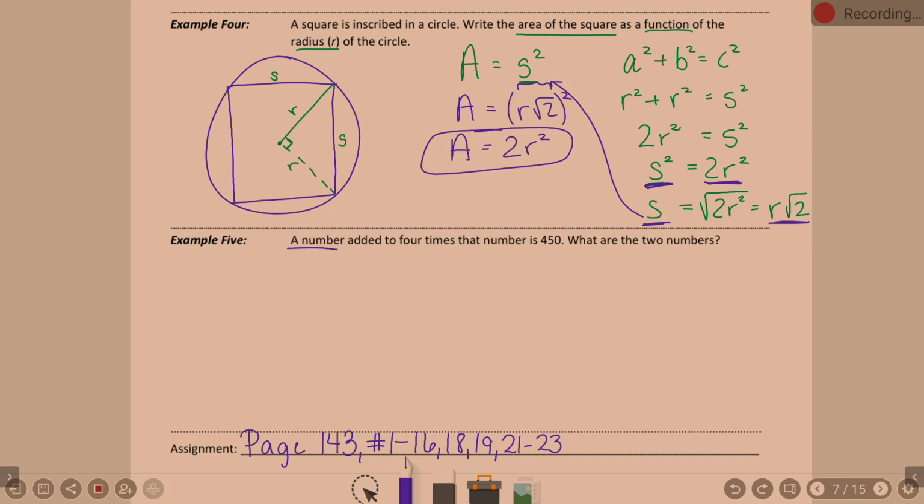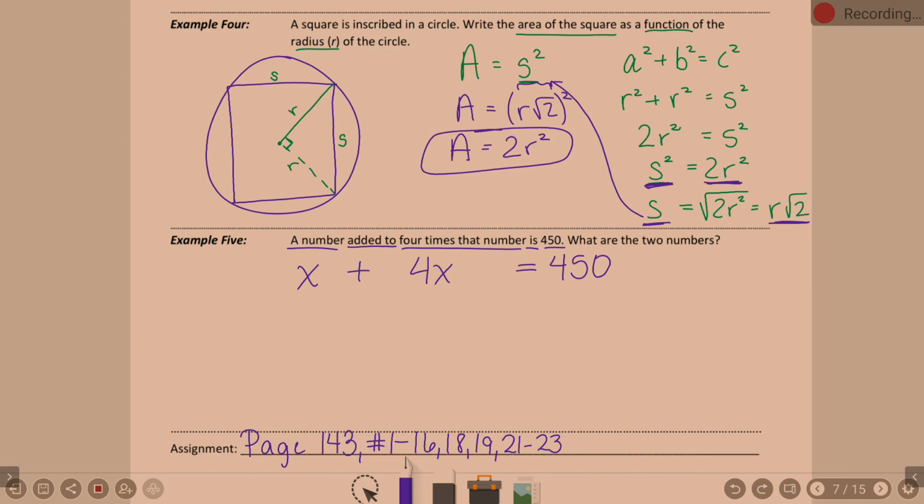So, a number. What can we use for a number? X. Added to. Plus 4 times that number, 4x. Is 450. Equals 450. Which I essentially did that just without the whole equation.